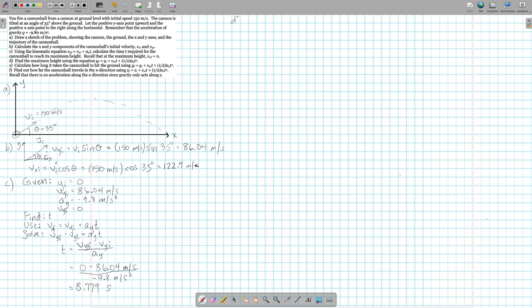Okay, there we go. Part D, find the maximum height. So I'll use my same procedure. Draw a sketch. We did that. Write down our known quantities. What do we know, or what are we given? Again, we know y initial equals 0. We know vy initial is 86.04. We know VY final is 0. We also know T now.